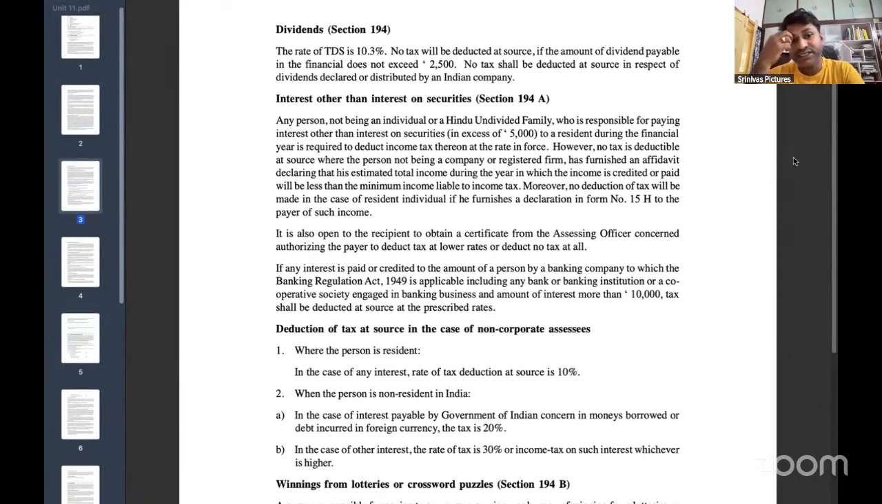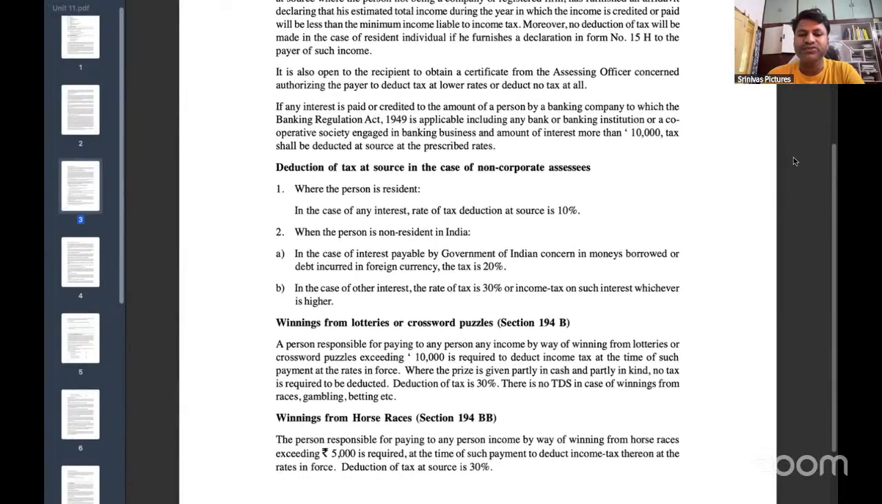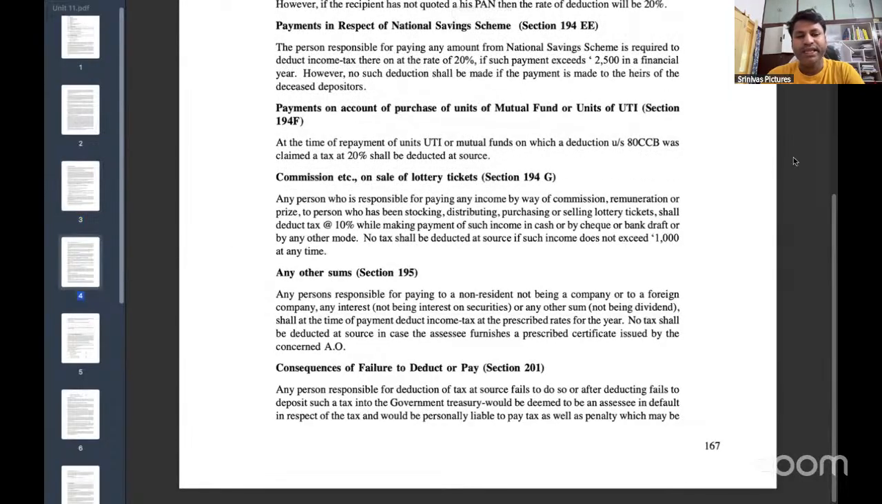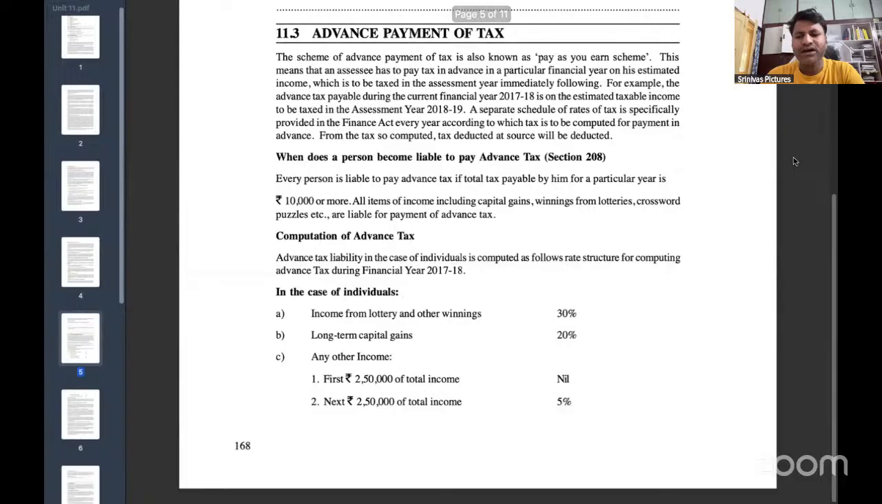Next, dividends, section 194, TDS is 10%. No tax will be deducted when the amount does not exceed 2,500. Interest other than interest on securities, section 194A, deduction at source, winnings from lottery, crossword puzzles, section 194B, horse races 194BB, any other sum, section 195. So these all apply when we earn money. Before the payment of the earnings, the payers are going to deduct the tax.